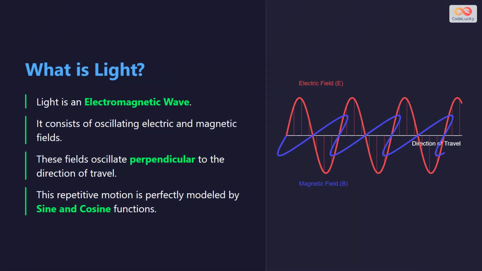First, let's define what light actually is. Light is an electromagnetic wave. This means it is made of energy that travels through space. Specifically, it consists of electric and magnetic fields dancing together. Imagine a rope shaking up and down. That is similar to how these fields oscillate. The electric field moves one way, and the magnetic field moves perpendicular to it. Because this motion repeats perfectly over and over, we can use trigonometry to describe it.